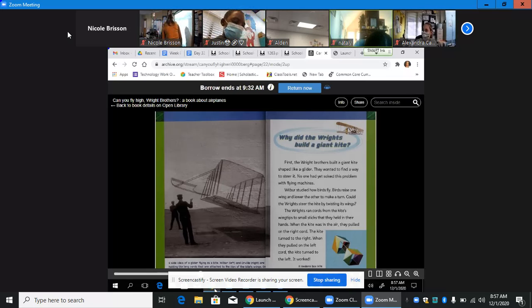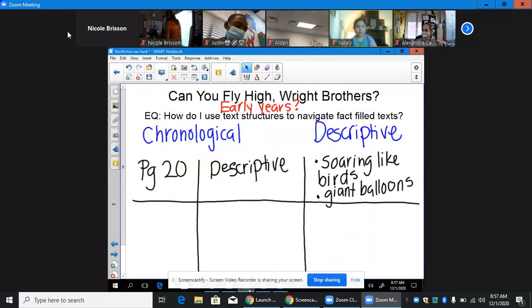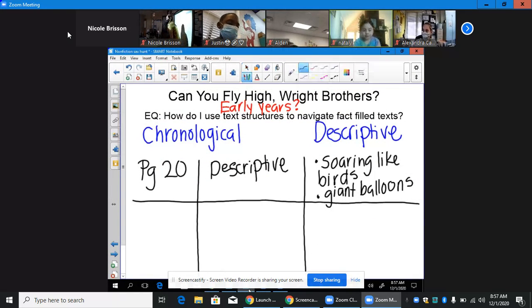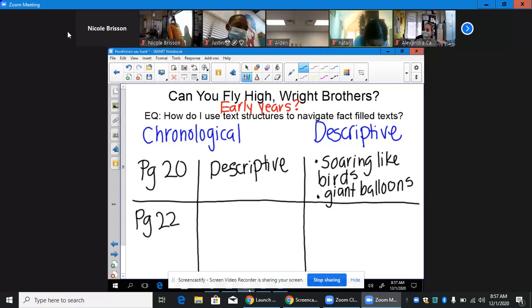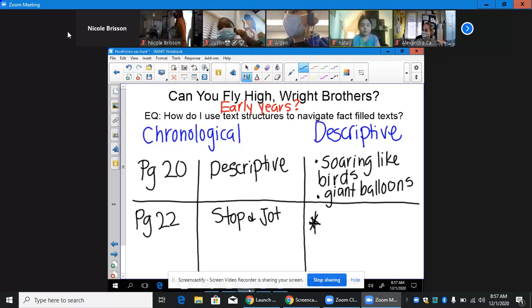I want you to give me a stop and jot from this page. So you're going to go back to your chart. We're not going to do this for every page, but we're on page 22. And I want you to just give me a stop and jot, and you're going to do it right here. Wait, can't this say stop and jot? Yeah, I just wrote that so we know what it means. Something you found interesting from that page, something that you think is important from that page.